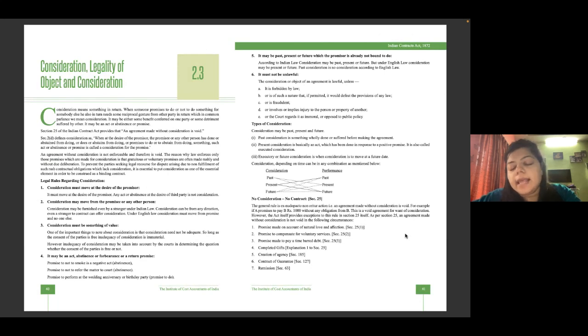So in the next chapter, we read about consideration, the legality of object and consideration. What exactly are these? Considerations could be past, future, or present considerations. Similarly, all sorts of consideration, whether they are past, future, or present, can be considered to be voidable or void, if there is an illegality of the object or consideration of such contracts.